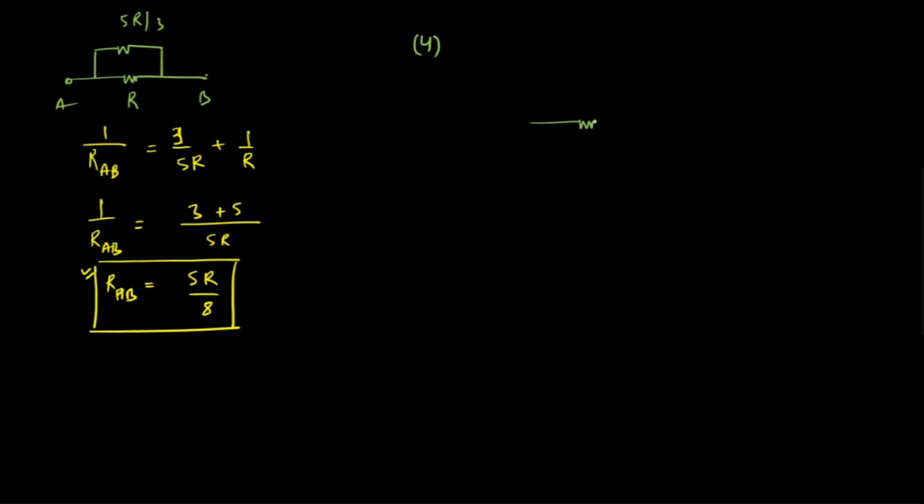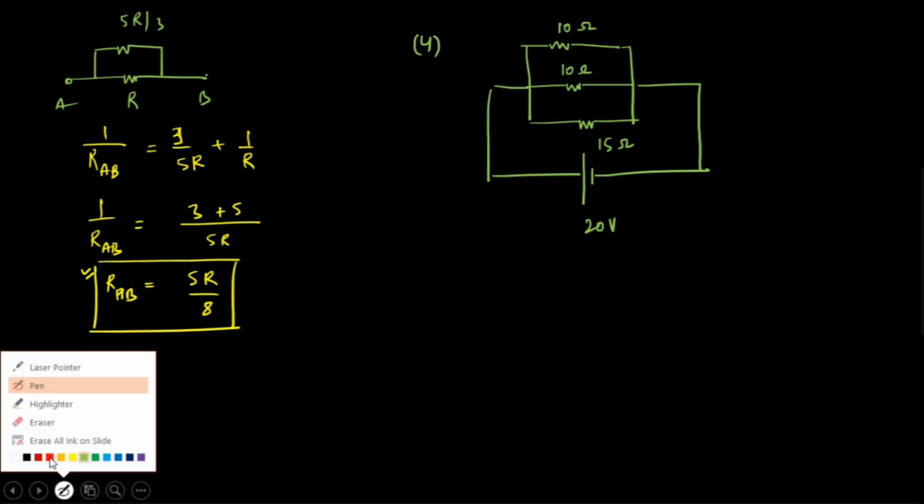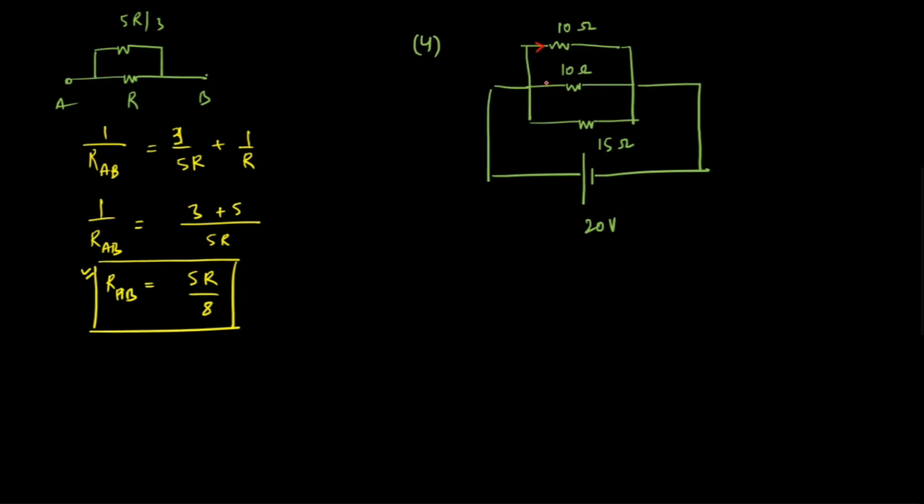Suppose there are three resistors connected in parallel combination, and this whole thing is connected to a battery. The battery is of 20 volts. The above two resistors are of 10 ohms each and the below one is of 15 ohms. The question is, find the value of current passing through each branch.